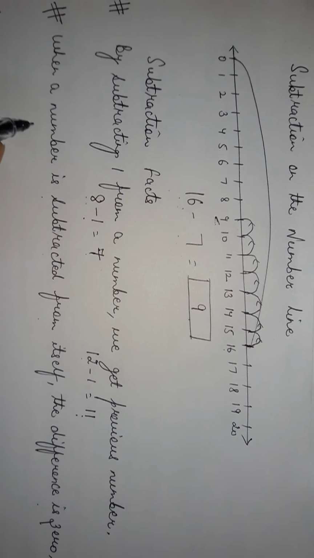Like this, if I write here 10 and subtract 10 from 10, what do I get? We get the number 0. If I write here 15 and subtract 15 from 15, I am getting a difference of 0. So this is, when a number is subtracted from itself, the difference is 0.